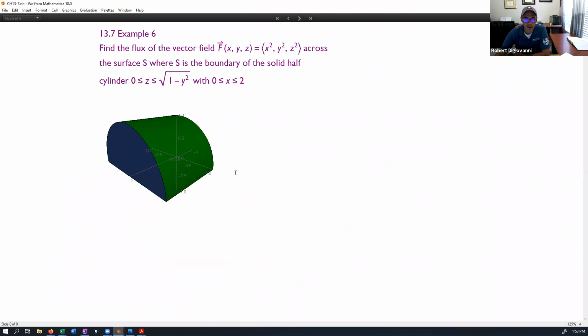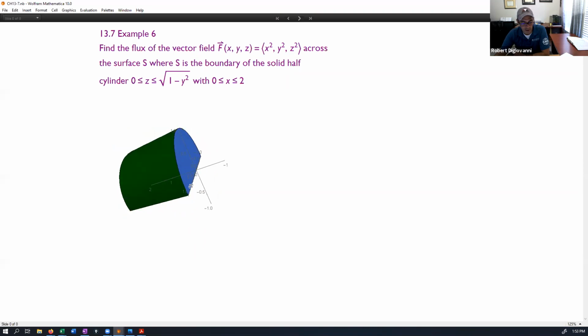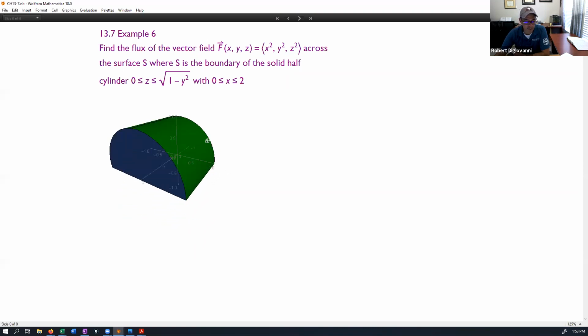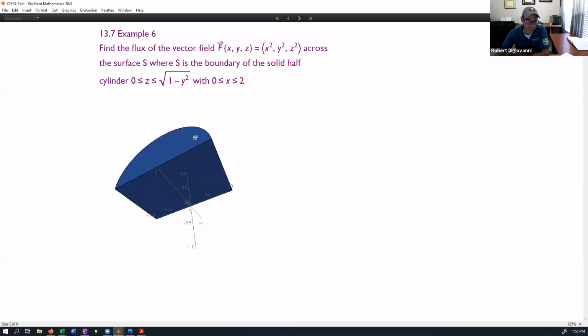Find the flux of the vector field F equals x squared, y squared, z squared across the surface S, where S is the boundary of the solid half cylinder. Z is between 0 and the square root of 1 minus y squared, with x between 0 and 2. So this is the x-axis. We start back at the origin and go out to 2. That creates two sides, this front side and back side. The square root of 1 minus y squared creates the green part, and the bottom of this thing is this rectangle.